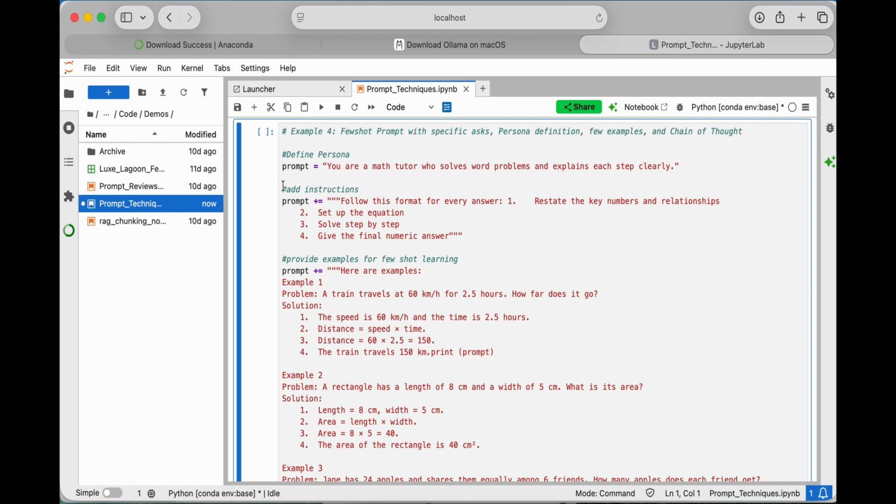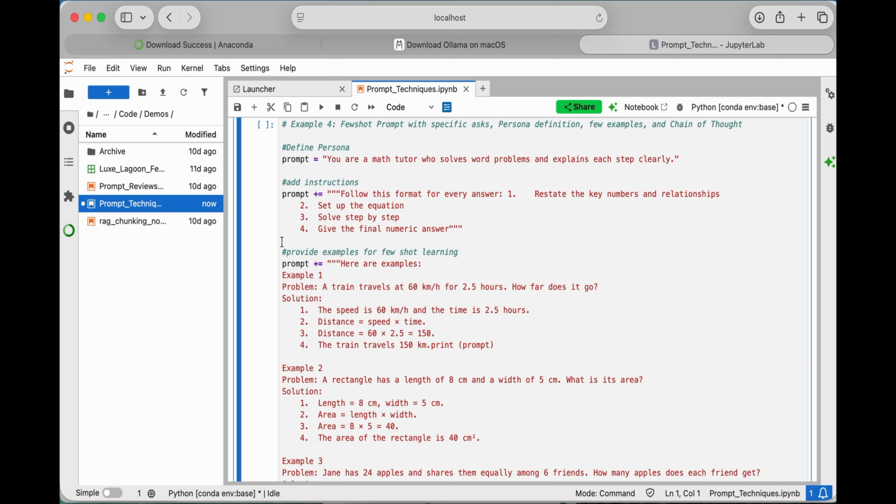And then we give detailed instructions for solving the mathematical problems. Follow this format for every answer. Restate the key numbers and relationships, set up the equation, solve step by step, give the final numeric answer. And then we provide 3 examples of what good looks like. This is an example of few shot prompting where we have 3 mathematical problems, and each of these problems has been solved using the instructions we gave above.